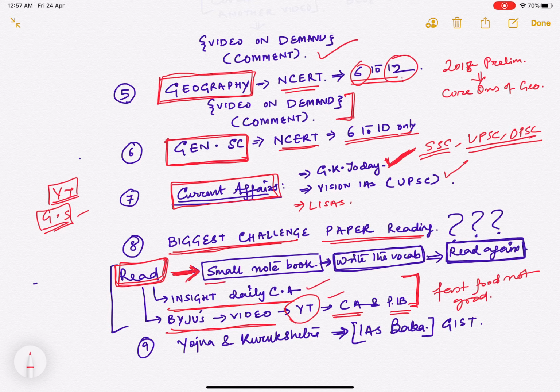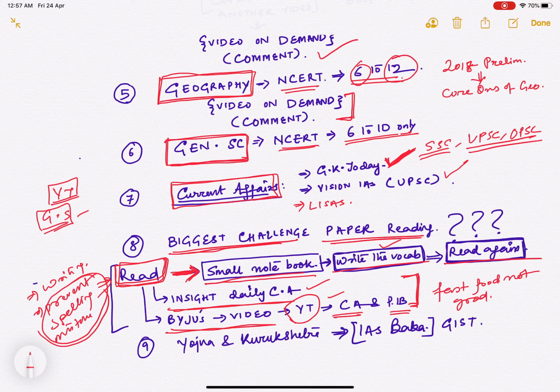But again, with the slow reading process, especially for those belonging to Odia medium, this will actually develop your vocabulary, this will actually develop your writing capacity. It will help you prevent spelling mistakes. This happens a lot. If you follow this process, that is, you read, take a small notebook, write the vocabulary, read again, then it will prevent your spelling mistakes and improve your writing. Now this too is very important. Yes, if you can't understand, then you can go for it.